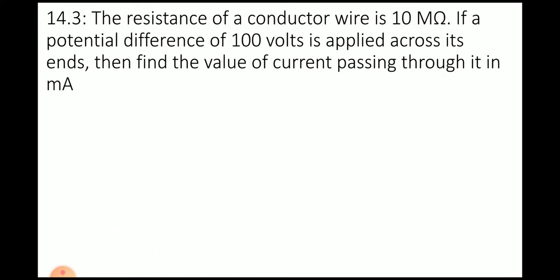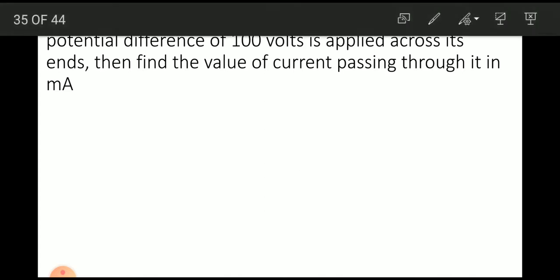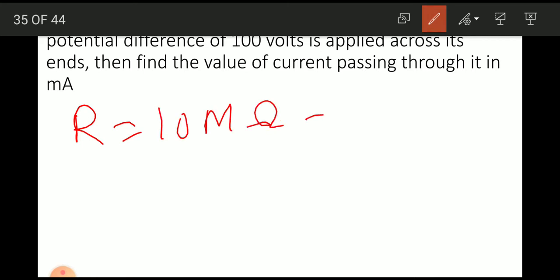Now next, the resistance of a conductor wire is 10 mega ohm. Mega means 10 raised to power 6. So you will write 10 into 10 raised to power 6 ohm.